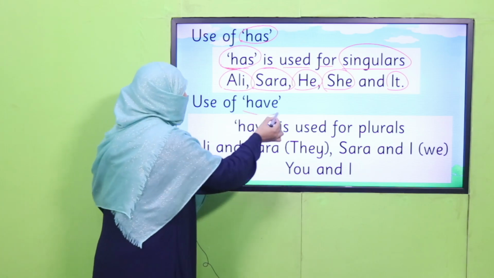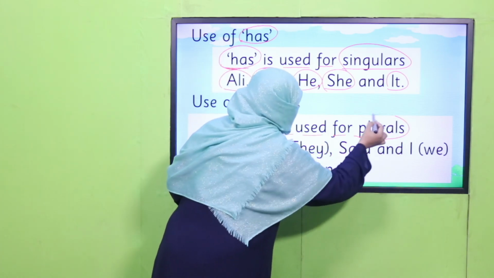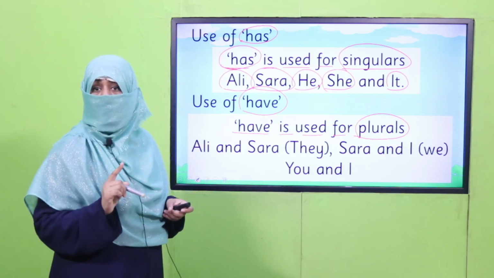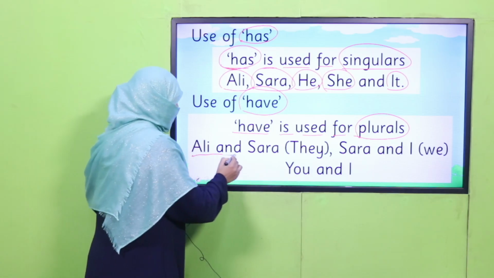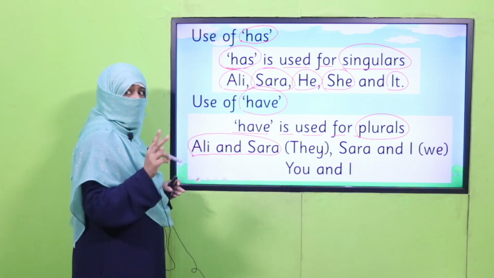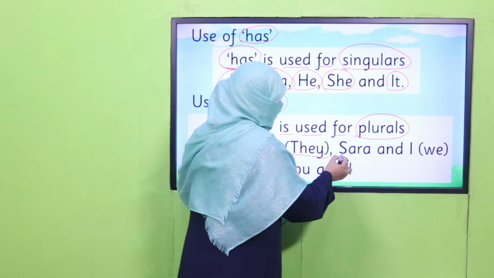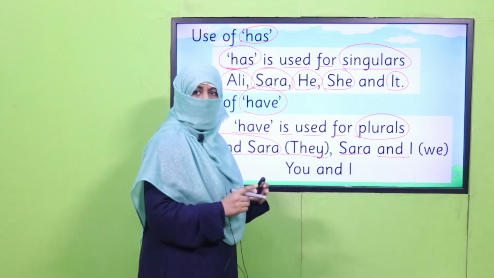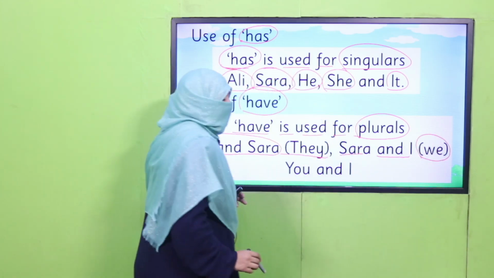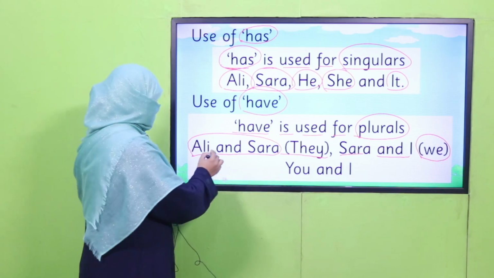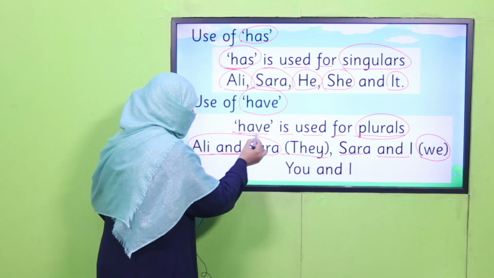And we use have. Have is used for plurals. And we know very well plural means more than one naming words. For example, Ali and Sarah. Now they are two, more than one. Or they, right? Sarah and I, more than one. Sarah and I, two. Or we. So if it's more than one, it's plurals, we will use have.